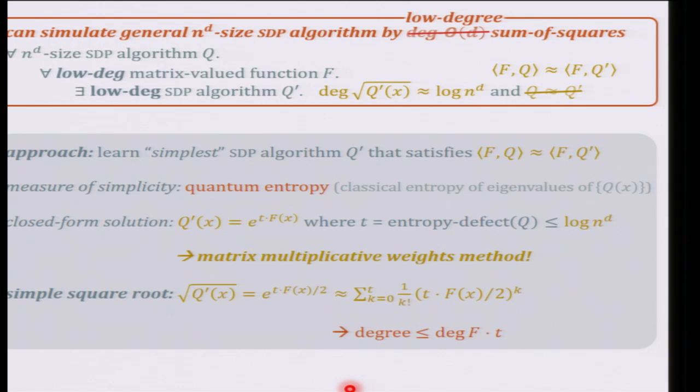So here's why it makes progress, and this is sort of the end of the talk. So recall that we wanted to bound the degree of the square root of Q prime. Okay, so this tells us that we can choose Q prime in this way. Now the square root of Q prime we get by dividing the exponent by 2, and if you look at the Taylor expansion of this, we can see that the degree is controlled by t and by the degree of f. Our assumption was that the degree of f was small, and also t was small, and this means that the degree here is indeed small.